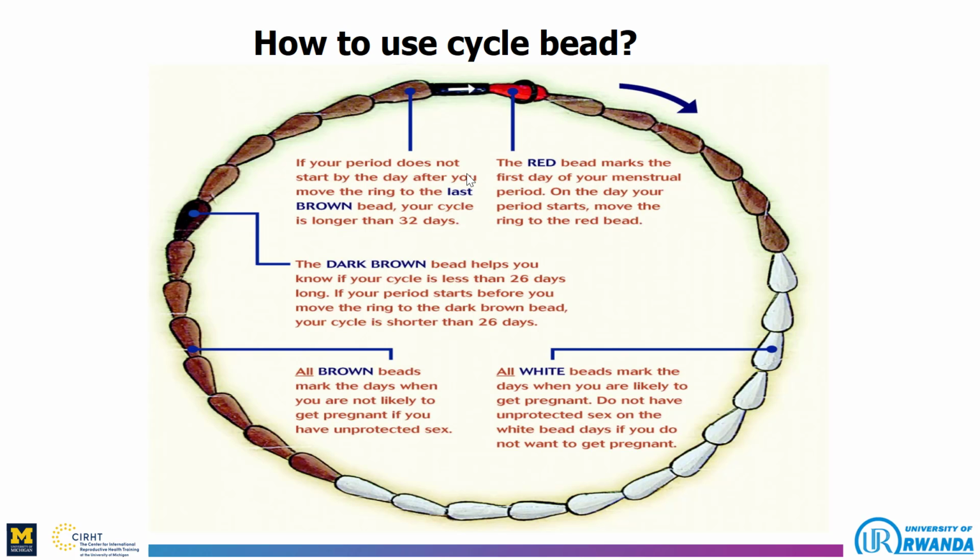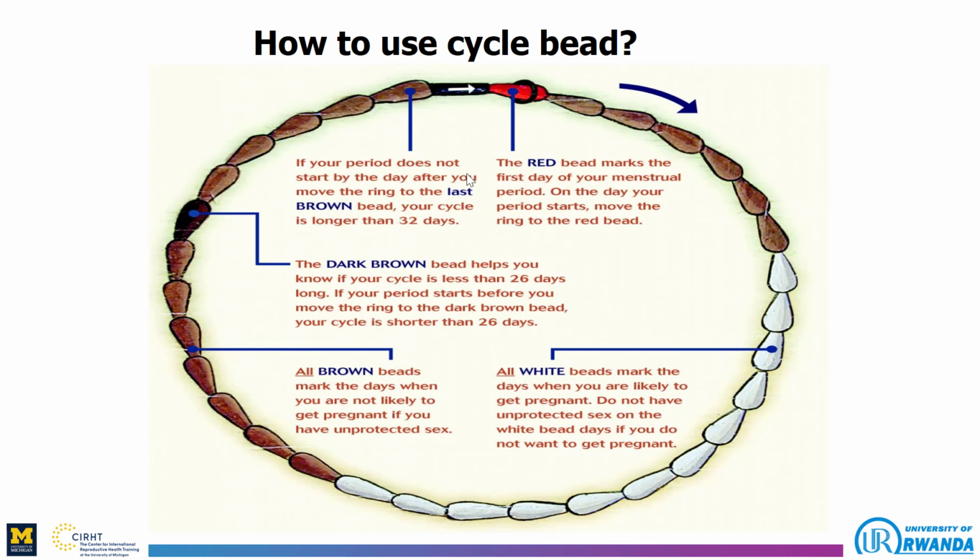The brown bead marks the days when you are not likely to get pregnant if you have unprotected sex. The dark bead helps you to know if your cycle is less than 26 days long. If your period starts before you move the link to the dark brown bead, your cycle is shorter than 26 days.